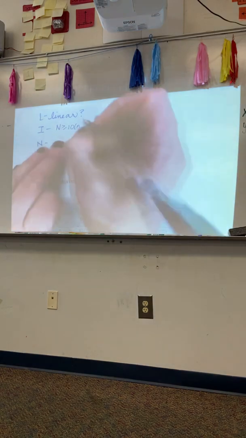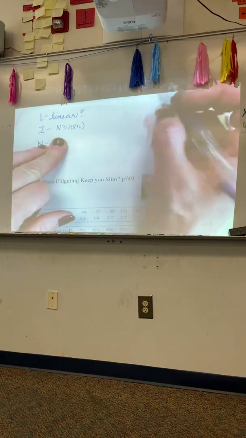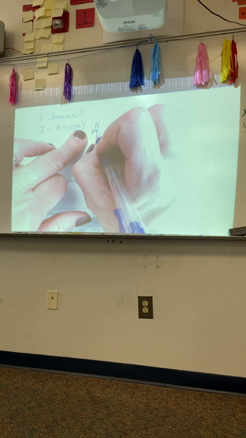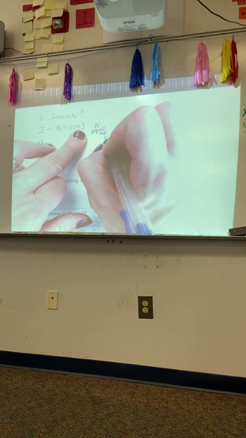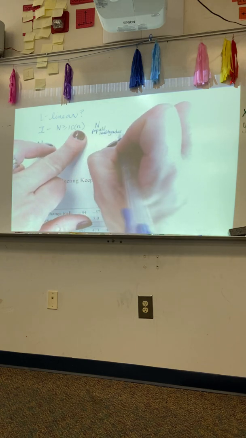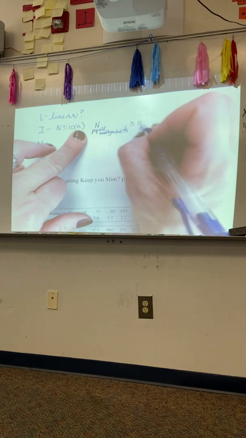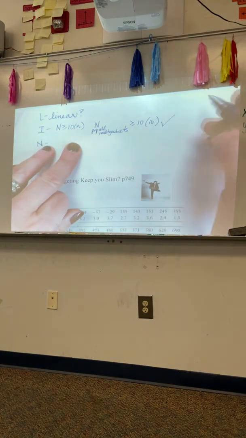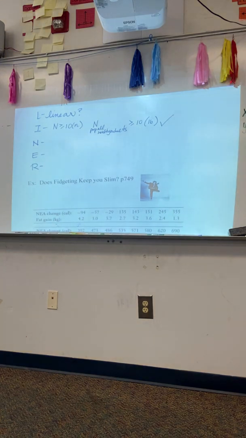All right, so this was about healthy adults. So if I wanted to look at this, we could say the population of all healthy adults is greater than 10 times, what do we have, 16? So yes, that is true. And I would say that all healthy adults would be independent of each other, and you could definitely say that, okay? All right, so now what we need to do is N.